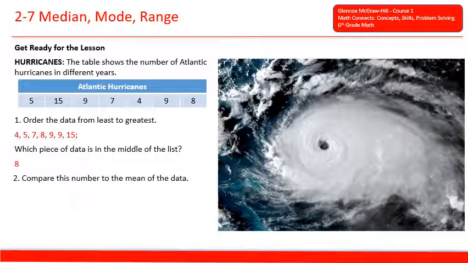And then compare this number to the mean of the data. So if we add up all the data and divide it by 7, because there's 7 pieces, we'll get 57 over 7, or 8. Roughly 8, about 8. Both the mean and the median are 8.